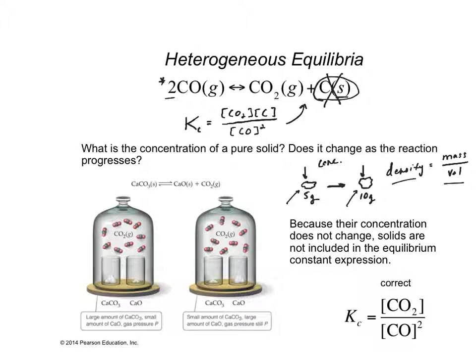So for this reaction, we would ignore the solid because its concentration doesn't change, and the correct expression would be just the concentration of CO2 divided by the concentration of CO squared. So this is the correct equilibrium constant expression for this reaction. This is what we call heterogeneous equilibria. We are dealing with reactants and products that are in different physical states. So how do we deal with that when we're talking about equilibrium? For the most part, if there is a solid, you're not going to include that in your equilibrium constant expression, and it's not going to change concentration.